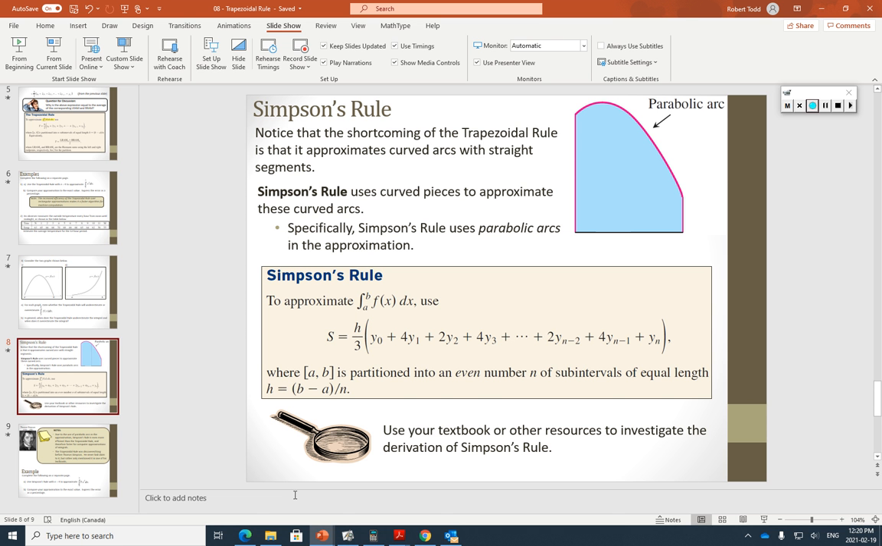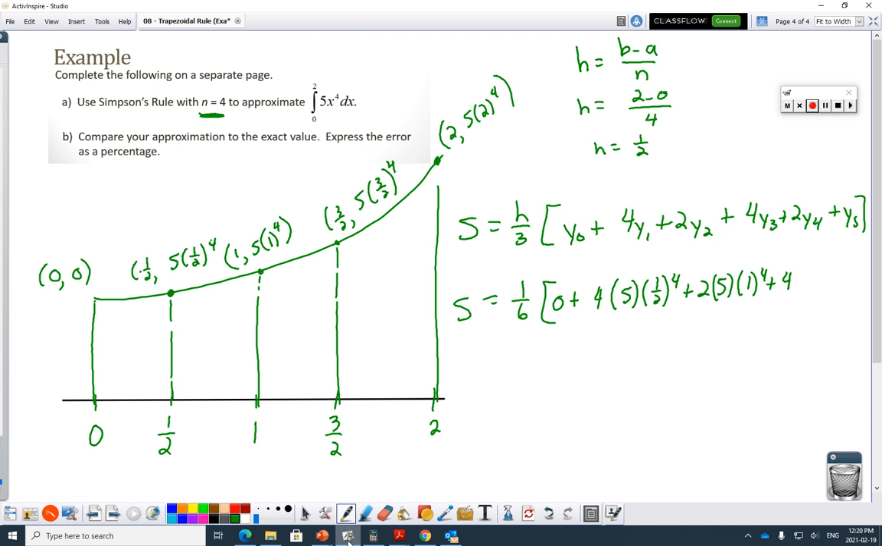Not 2, like I wrote down there. Okay, back to here. One too many in my original. I should have caught that at the beginning because it was 4, so this is n equals 4. Okay, so 4 of those, 2 of those, 4 of the y3s, which is 5 times 3 halves to the 4th, and then just the y4th, which is 5 times 2 to the 4th.